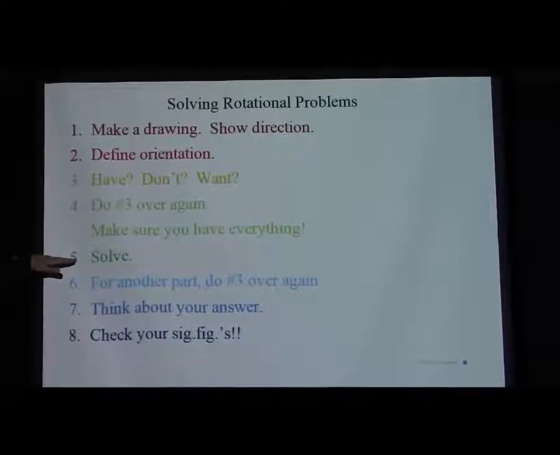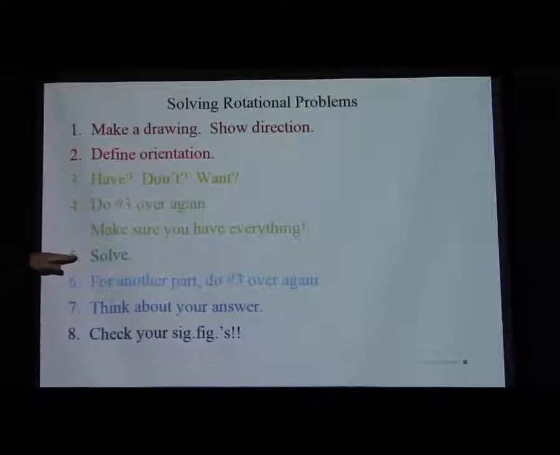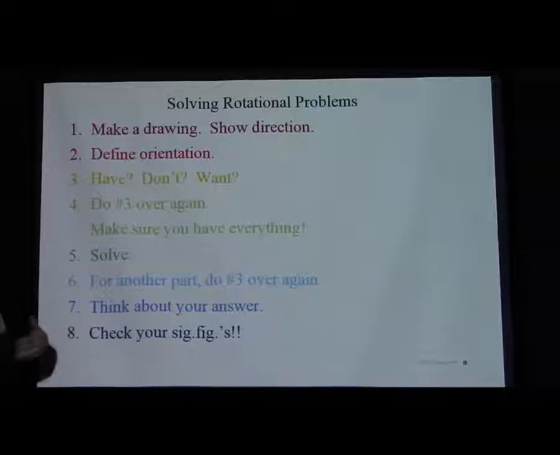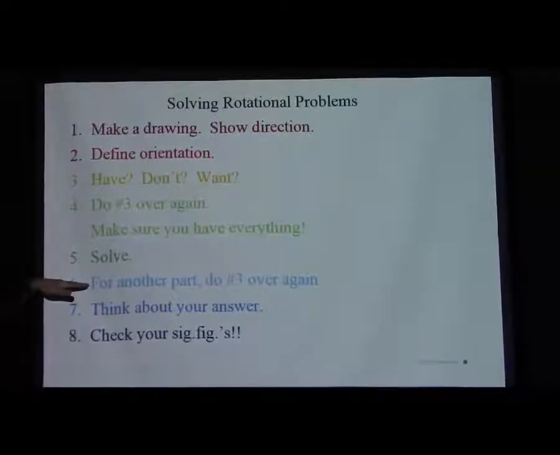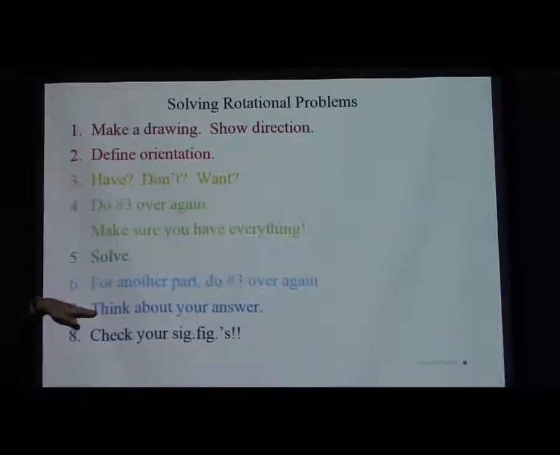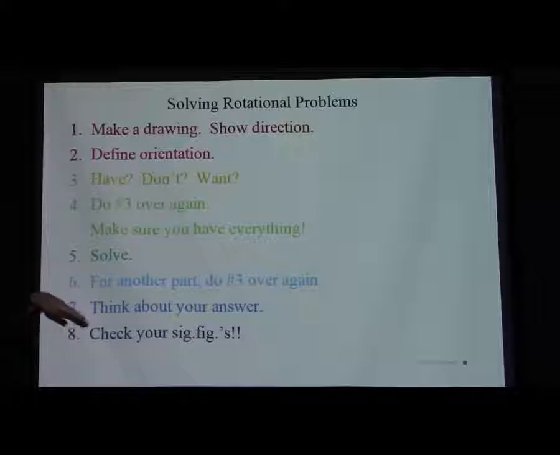Finally, go to the equations and solve the equations. Solve for what you're looking for. Maybe there's another part to the problem where it's asking you for something else, you might need to go back to 3 again, like we had in some translational problems. If it asks you for some different sort of situation, you might need to go back and do number 3 over again. But finally, think about your answer or your answers. Make sure that they make sense. Do they seem like they're reasonable answers? And always, as always, check your sig figs. Make sure that you're using the appropriate number of sig figs for the problem.